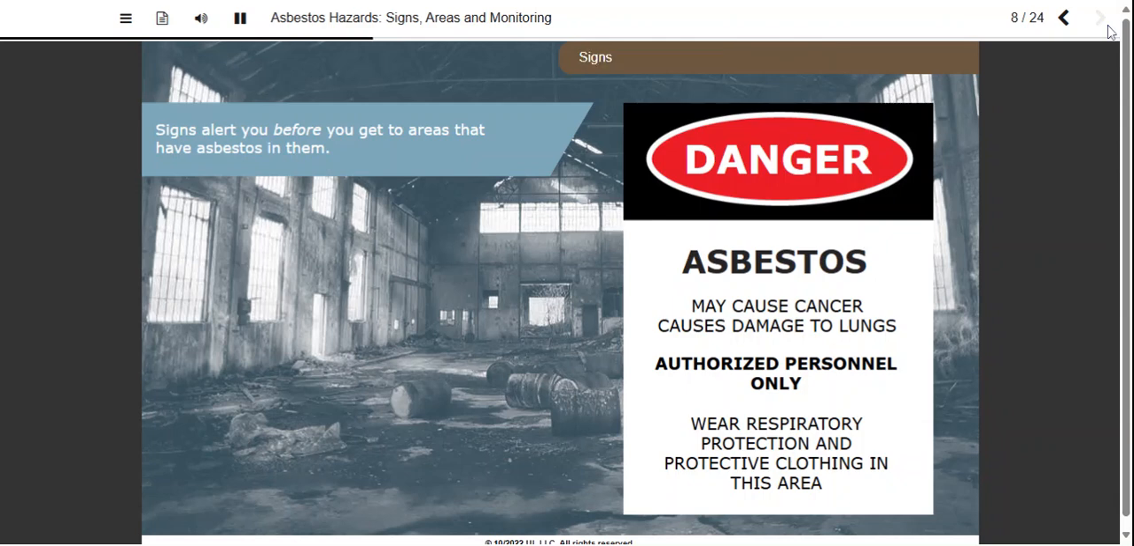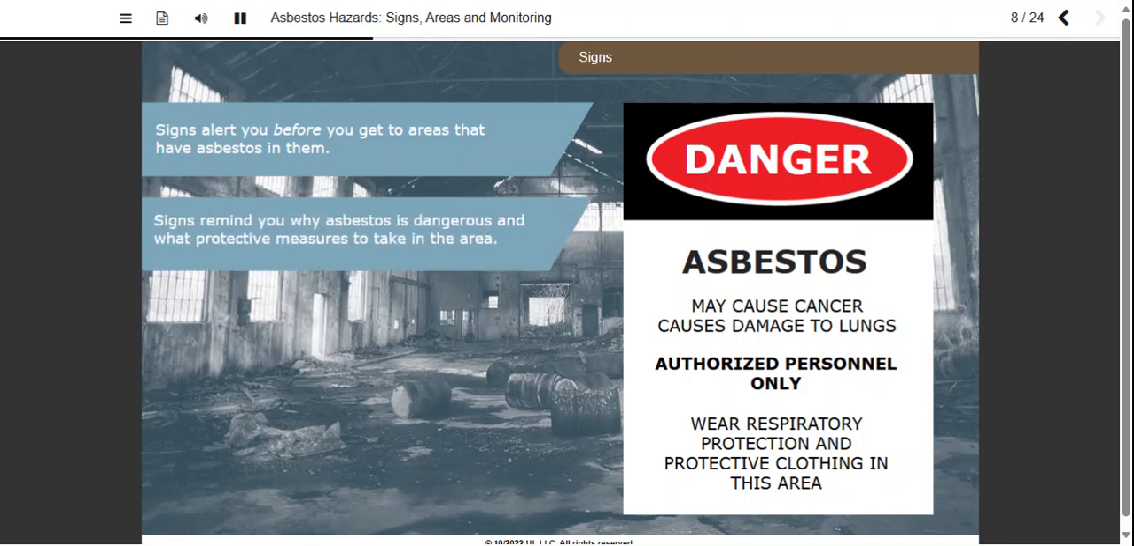When asbestos is present at your worksite, you will receive written notices and training. You will also see signs that alert you before you get to the areas that have asbestos in them. Signs are white with a red upper panel and black lettering. They remind you why asbestos is dangerous and what protective measures to take in the area.